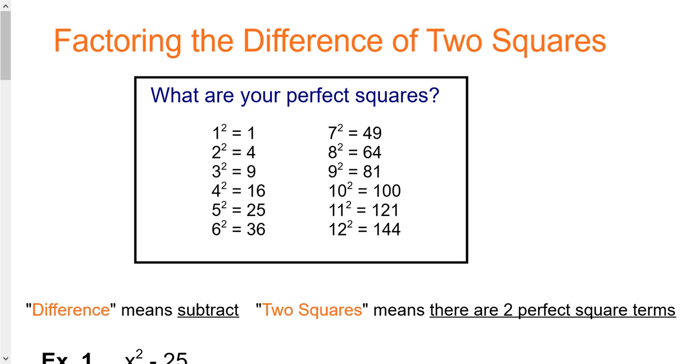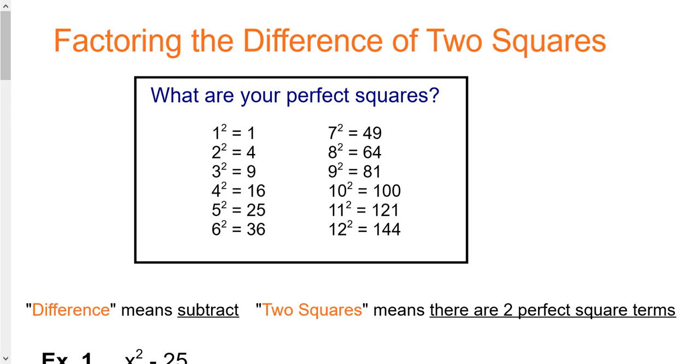So you've got 1 squared equal to 1, 2 squared is equal to 4, 3 squared, as in 3 times 3, is equal to 9, 4 squared is 16, 5 squared is 25, 6 squared is 36, 7 squared 49, 8 squared 64, 9 squared 81, 10 squared 100, 11 squared 121, and 12 squared 144. So we'll be referring to these perfect squares throughout our examples.